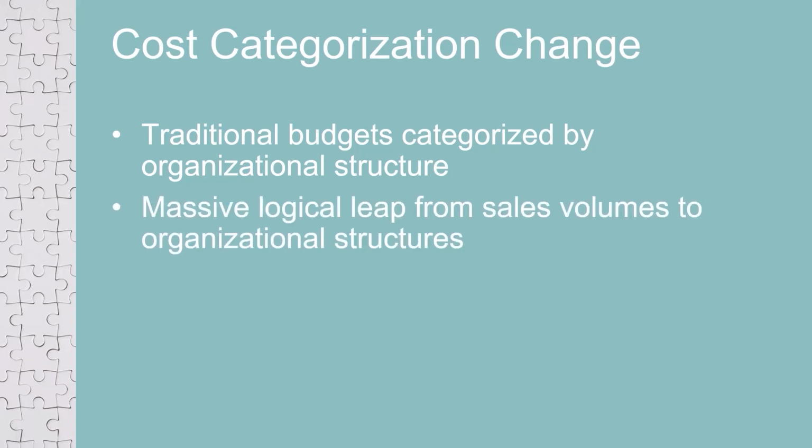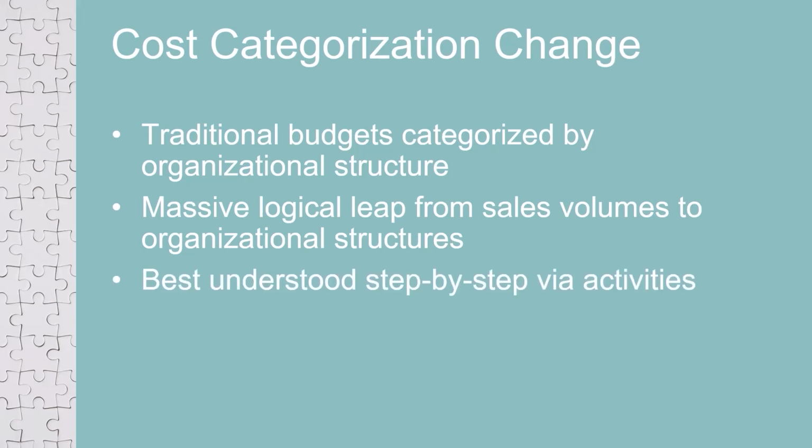The logical leap from sales goals to the functional budgets of overhead departments is massive. It can't be made in one intuitive leap. It's better understood step by step via activities. The answer may be ABB. In the lesson on testing budgets, I mentioned that one test is to compare past ratios between staffing and volumes to budgeted levels. This is a rough estimation of correlation. This is like the leap of logic.